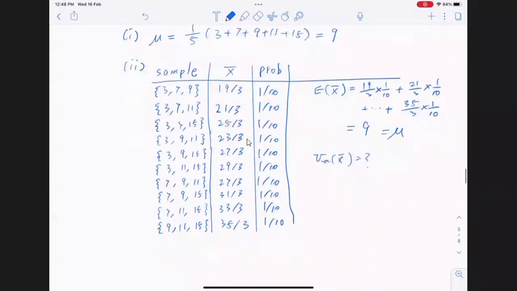Now for the variance. Again, we make use of this formula. Variance of a random variable is equal to the expectation of the square of the variable minus the square of the expectation. And we already computed the expectation as 9. So what we need will be this one. And how to get this one? Based on these two columns. Just square the x. Yeah, we take the square of this column, multiply by each probability in this column, and add them up together.